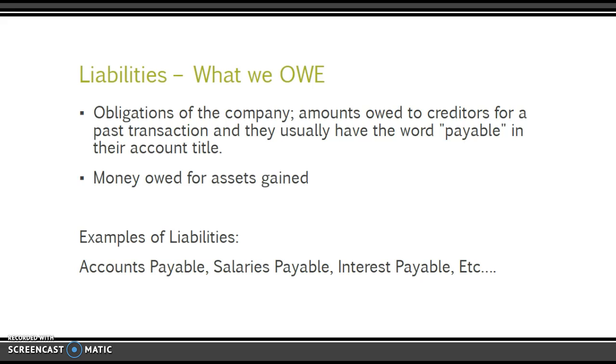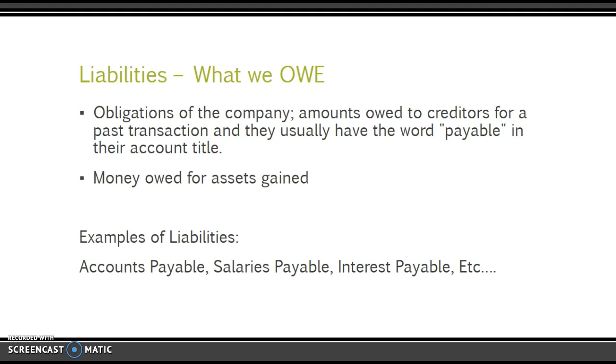So the liabilities definition is going to be obligations of the company, amounts owed to creditors for a past transaction, that usually have the word payable. When you're inputting it into your ledger, your journal, which we're going to touch on in the following chapters, you're going to see the word payable a lot. That's the ding, ding, ding. That's how you know it's going to be a liability. So that's what it's going to have in its account title.